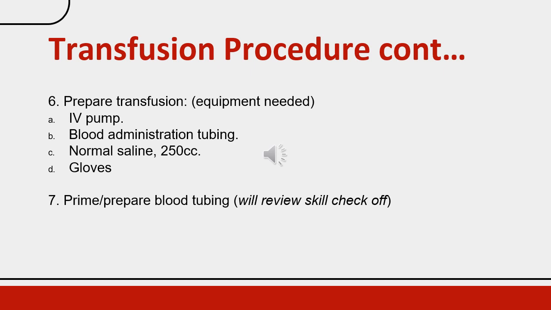To gather the proper equipment that is needed for the transfusion, we will need the IV pump. We will need the blood administration tubing. It is preferred that we utilize a 250 milliliter bag of normal saline, and we have the proper standard precautions, gloves. Again, the IV pump is preferred, but the use of gravity or a pressure bag may be necessary for the transfusion of a blood product.